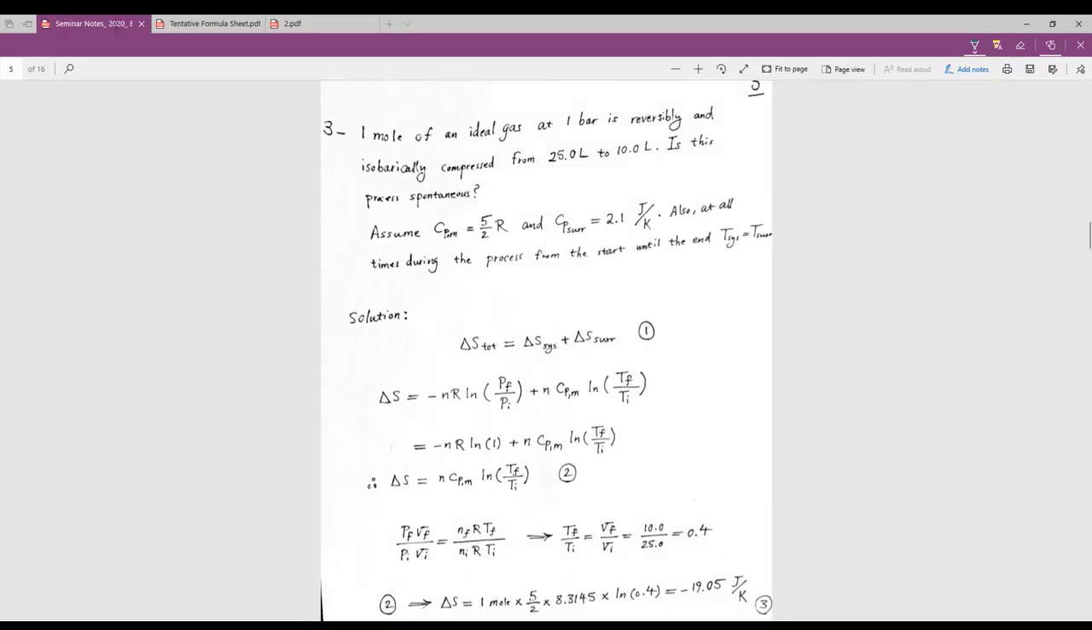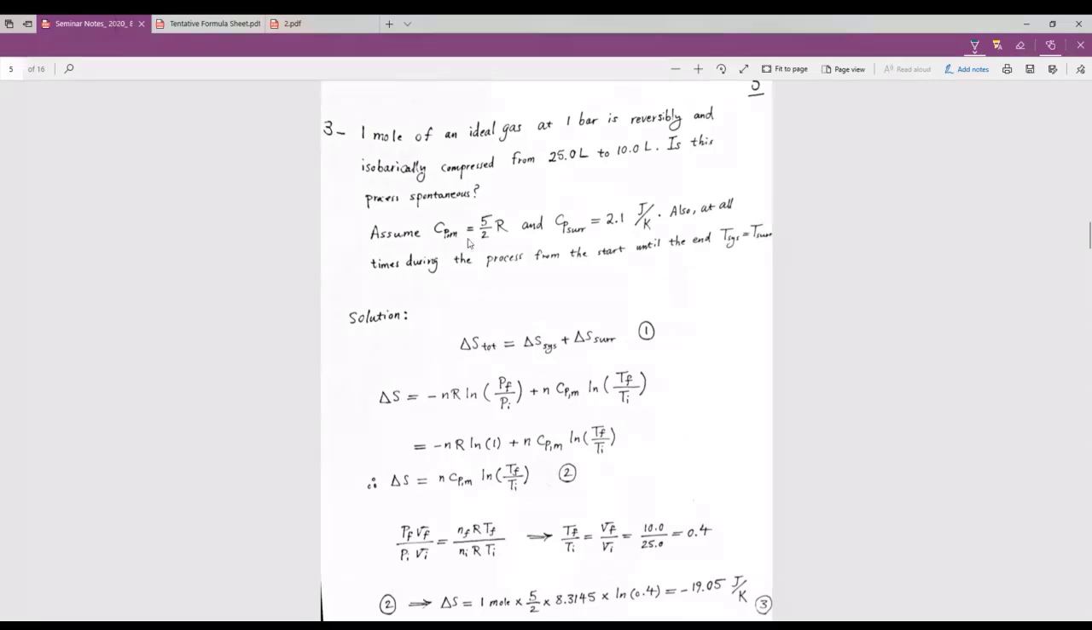Okay, no question. So the question is, I'll just read the question here. One mole of an ideal gas at 1 bar is reversibly and isobarically compressed from 25 liters to 10 liters. Is this process spontaneous?